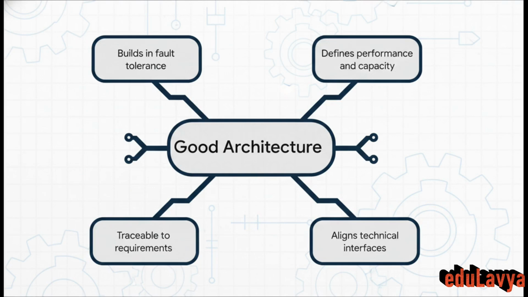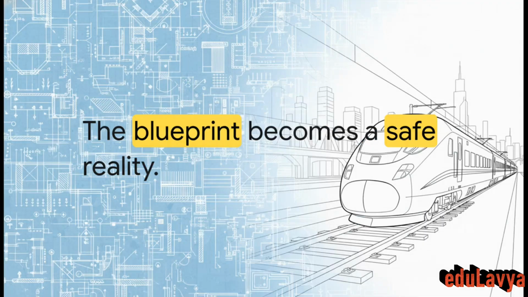So to bring it all together, what does a successfully integrated, baseline checked architecture actually look like? Well, it defines strict performance and capacity budgets. It makes sure technical interfaces perfectly align with organizational ones. Every single feature is directly traceable back to the original safety requirements. And above all, it builds in fault tolerance. So when a component inevitably wears out or fails, the whole system degrades safely rather than just collapsing. And that is how a rigid blueprint transforms into a living, breathing, and above all, safe reality.